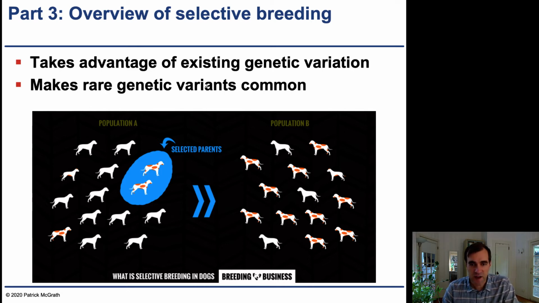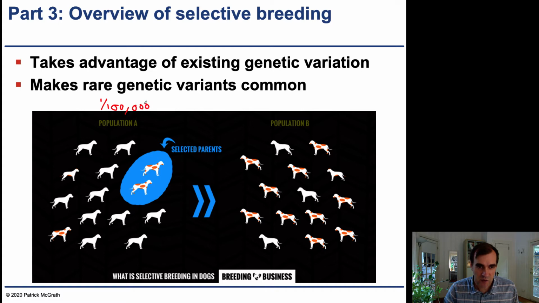Again, it takes advantage of existing genetic variation, and essentially what it does is make rare genetic variation common in the population. Let's say you have a population of dogs that you want to select for a very particular coat color, so you want to look for brown spots on the dog. If you look at all the hundreds of thousands of dogs of this breed around the world, some subset of these will have the trait that you're looking for. Maybe 1 in 100,000 of the animals has that trait that you want.